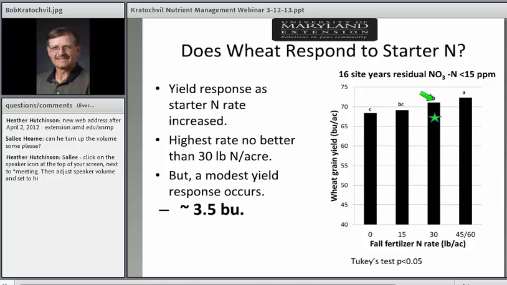I also want to point out that the sites here that you're seeing the nitrogen response were 16 of the 21 sites where we had less than 15 parts per million residual nitrate in the fall. We did not use the sites where we had adequate amounts of nitrogen because we did not see response at those sites.